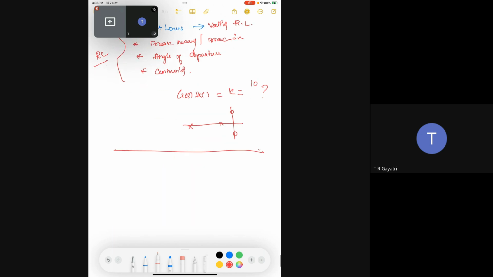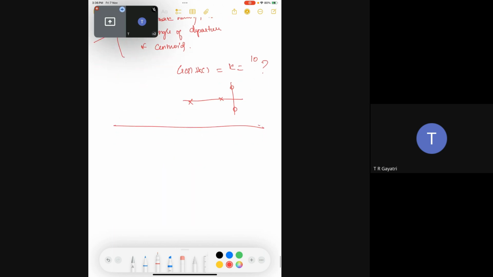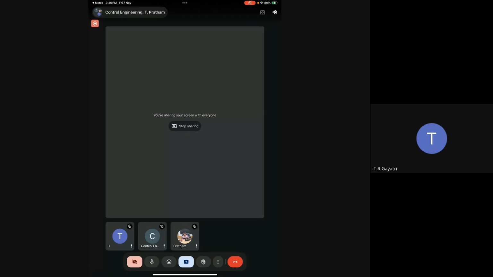So you can prepare for the exams in this direction. If you have any doubt, you can ask. Otherwise, we can wrap up the session. If no, we can finish the session.